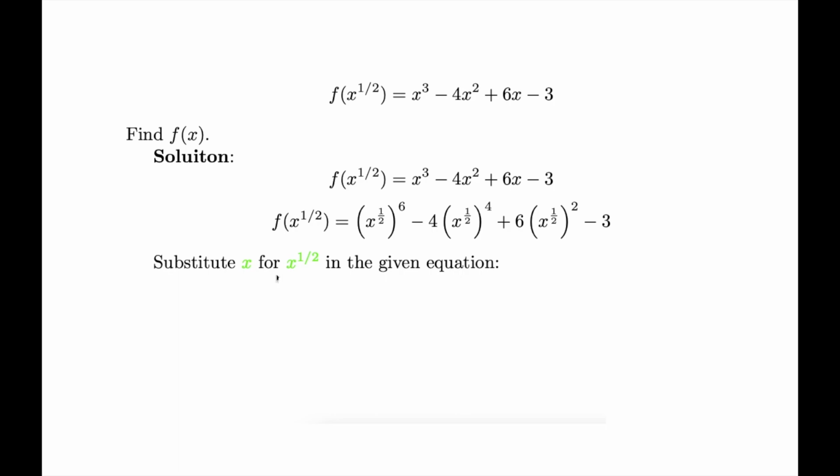Substitute x for x power 1 by 2 on both sides. In the above equation, we get f of x power 6 minus 4x power 4 plus 6x square minus 3. So finally we get this function.